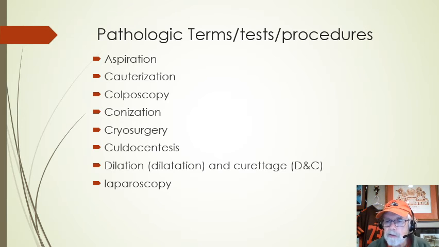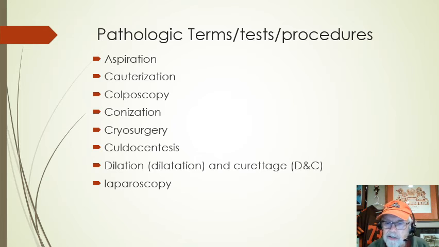Colposcopy. Colpo means vagina. Scopy means to look at with a scope. If they want to look close at the cervix, instead of just putting the speculum in and taking a visual image, they could insert a scope inside the vagina, which is lighted and magnified. So they could look at the cervix up closer to be able to see if there are any abnormal areas that might be cancerous appearing.